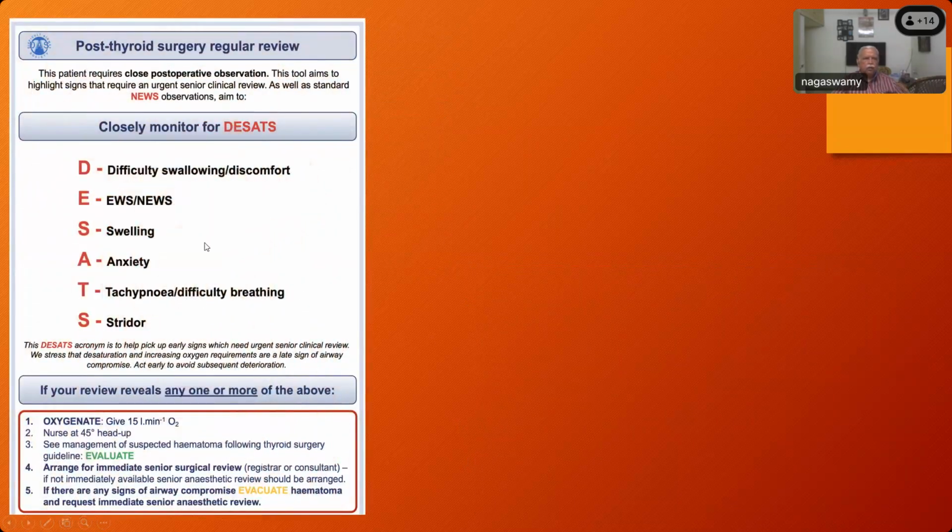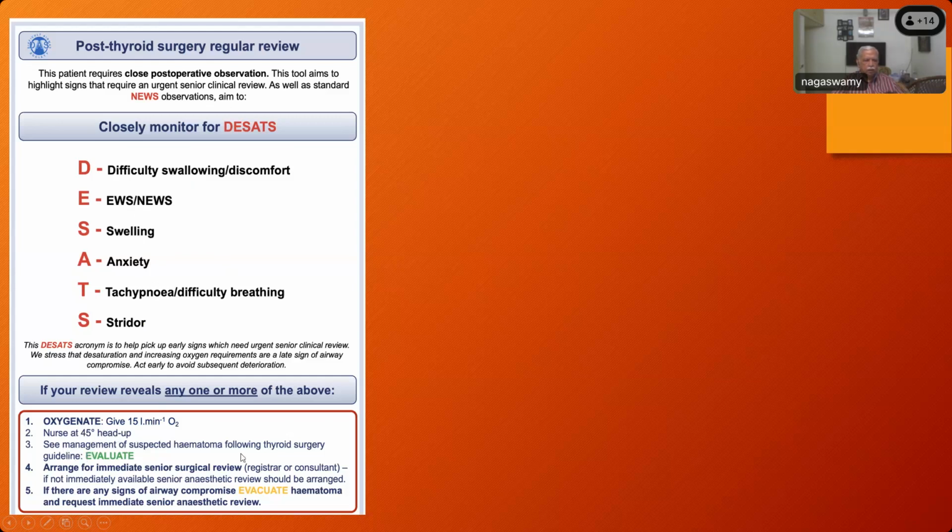And this is the post-thyroid surgery monitoring that is recommended by the British Society, and they call it DSATS: difficulty in swallowing, and the early warning signs, swelling, anxiety of the patient, tachypnea or stridor. So once you find that, oxygenate, give 15 liters of oxygen per minute. Nurse the patient at 45-degree head up.